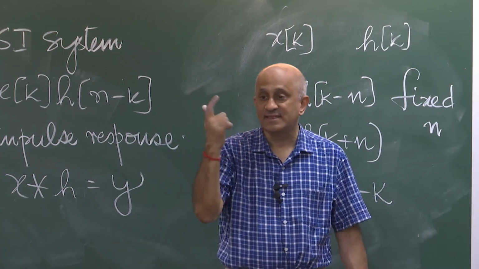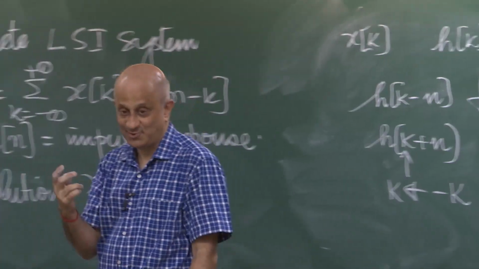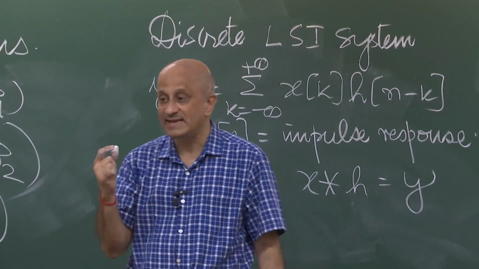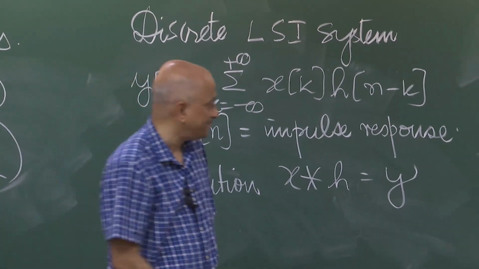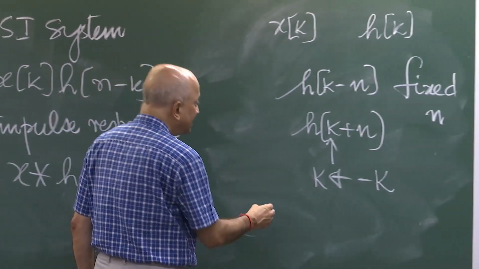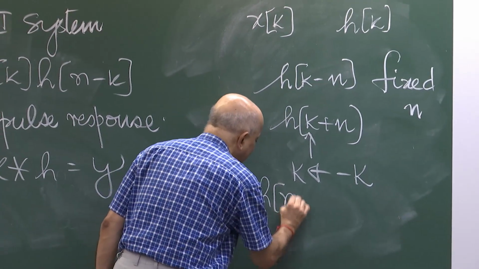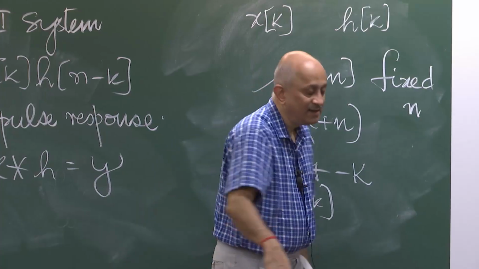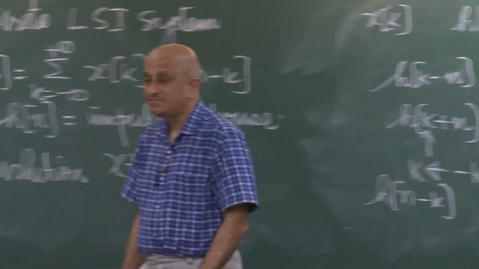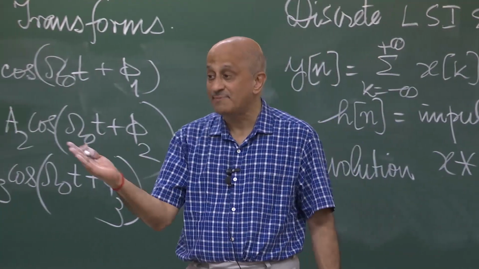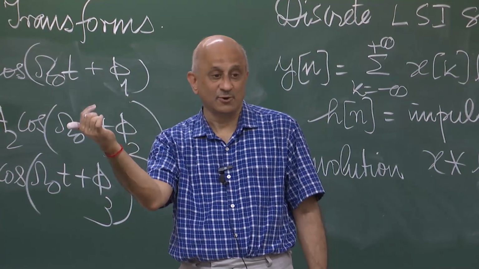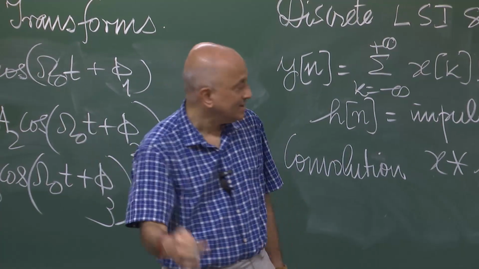You are reflecting the sequence about k equal to 0. So, how do you get h of n minus k from h of k? You get it by first shifting backwards by n and then reflecting around 0. So, what is going to happen?